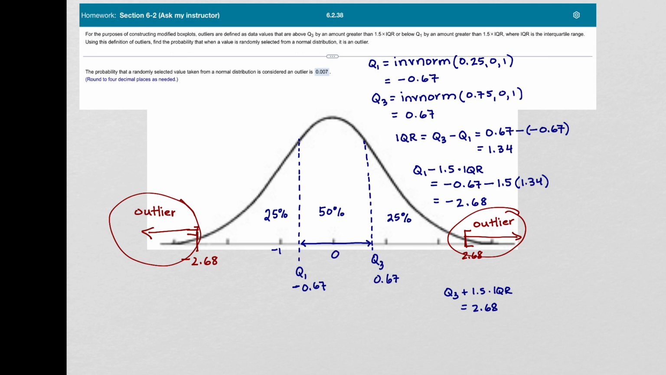How I'm going to calculate that is I'm going to say, just for ease of calculation, I'm going to do 1 minus the area in between. So what is the probability? I'm going to do a normal CDF to find probability. And I'm going to say, what's the probability that I would fall between negative 2.68 and positive 2.68? So that is the probability of not getting an outlier. If I subtract that from 1, that's the probability that I do get an outlier. And when I do that, that's how I get 0.007. And that's how you do that problem.